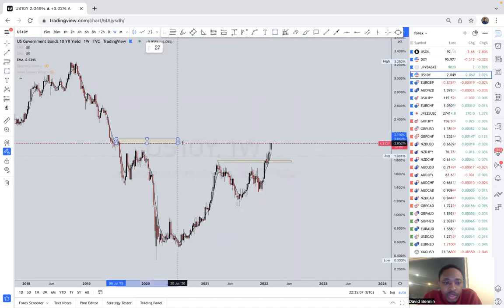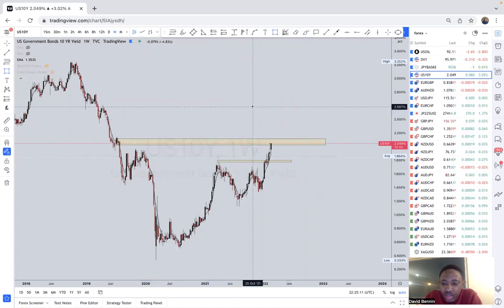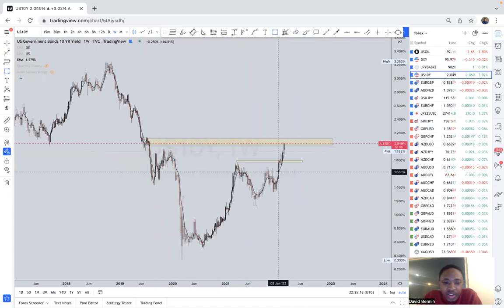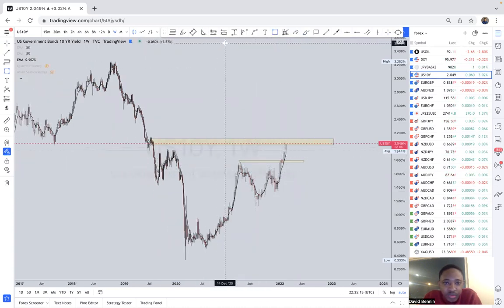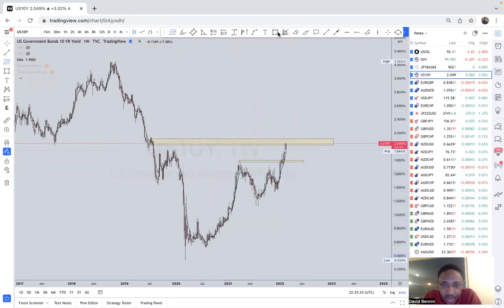Right. What is important here is this level where price is at the moment makes it a very critical level on the weekly time frame. So let's look at this Fibonacci. Right. So price is currently in a supply zone that we could see a drop from here.